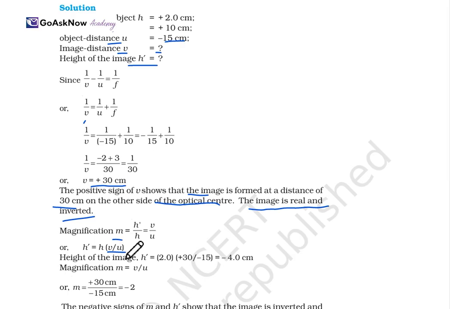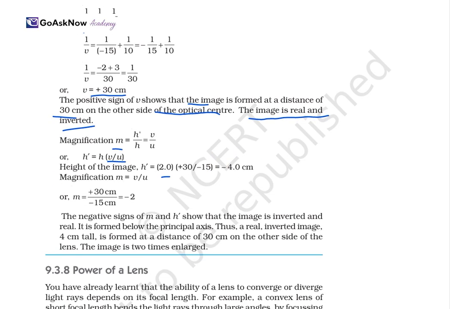We substitute all the values we have, like h' = 2.0 + 13 upon minus 50. When we solve it, we get minus 4 centimeter. So magnification m is equal to v upon u. Now we have the value of v and u both. Just substitute the values: plus 31 upon minus 30, we get minus 2.